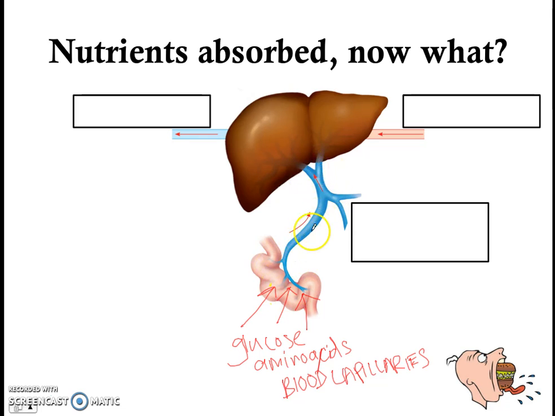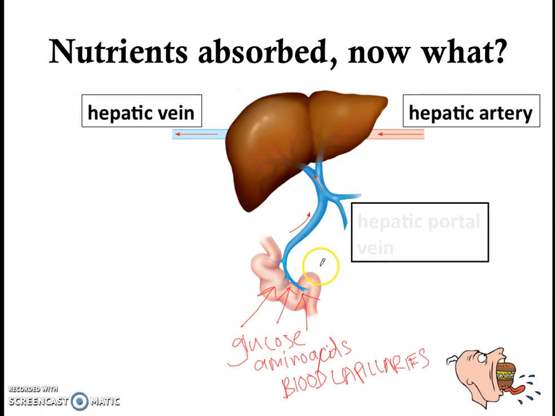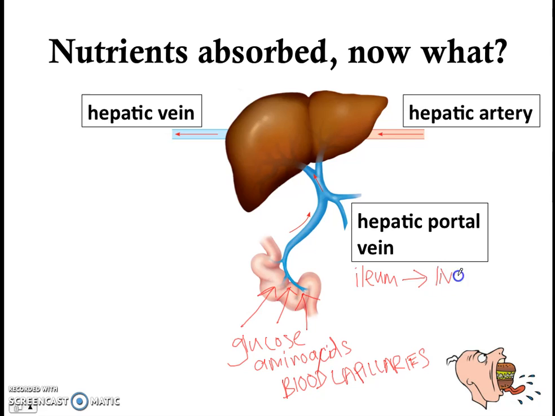Now, this blood vessel here is very important, and it has a name. It is called the hepatic portal vein, right? The hepatic portal vein. So this brings nutrients from the small intestine, in particular the ileum, to the liver.